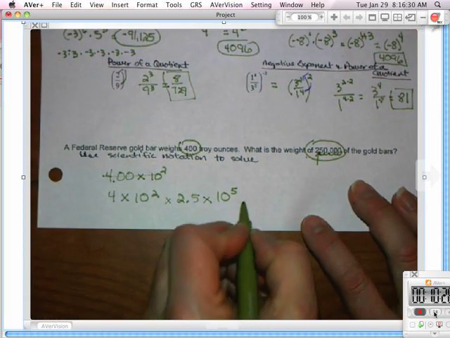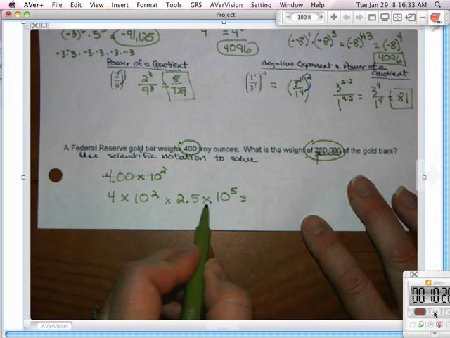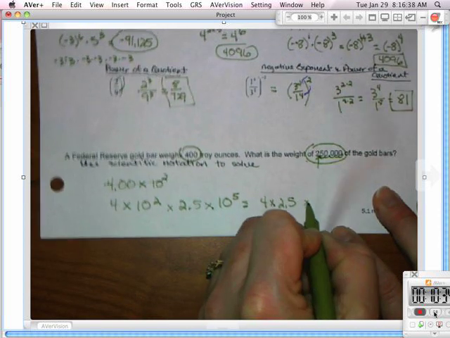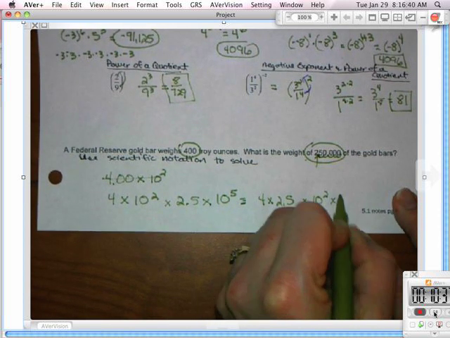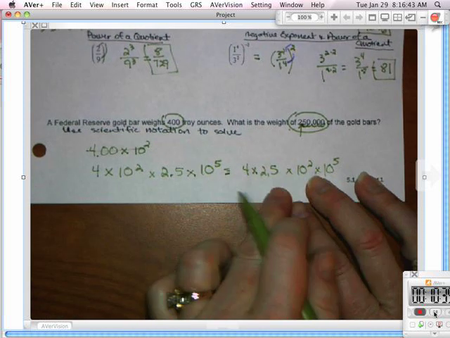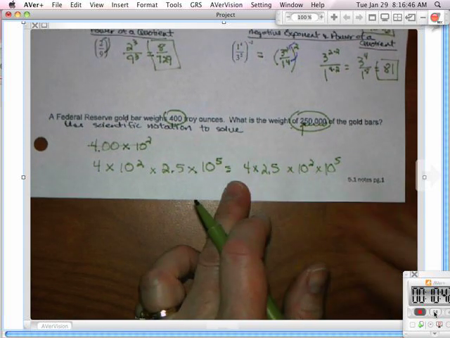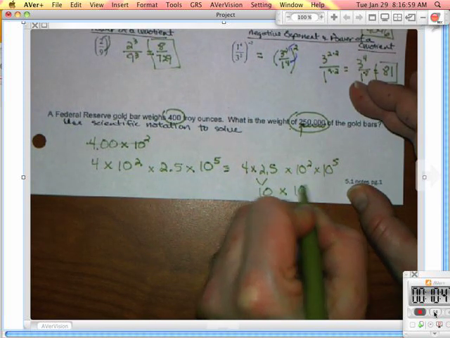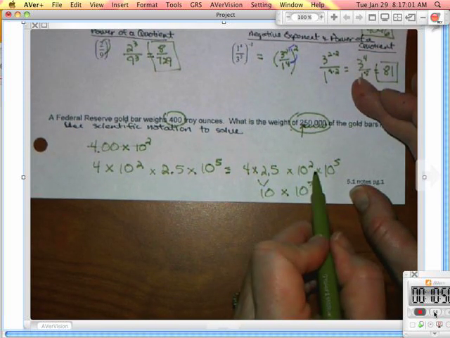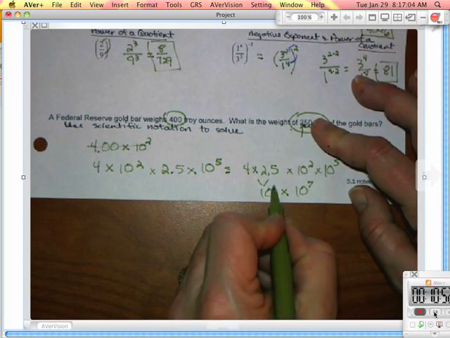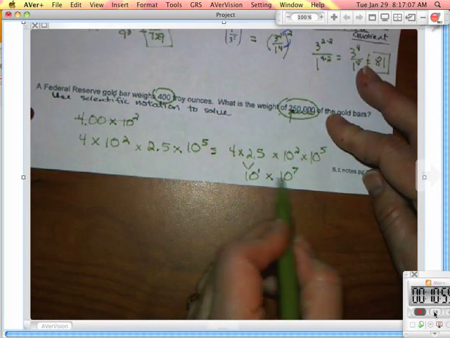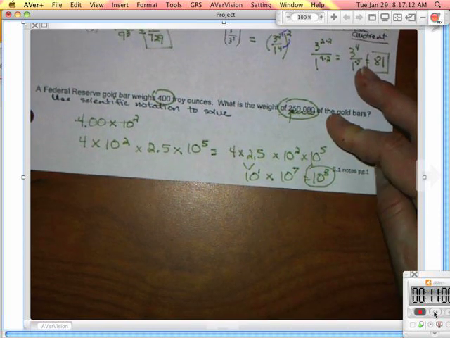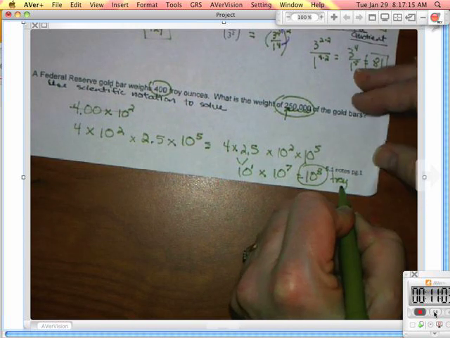And the easiest way to do this is remember that multiplication is commutative, so you do 4 times 2.5 times 10 squared times 10 to the 5th. 4 times 2.5 is equal to 10 times 10 to the 7th, because when I'm multiplying powers with the same base, I add the exponents. I have a 1 here, 10 times 10 to the 7th is equal to 10 to the 8th. And that's my answer. Troy ounces.